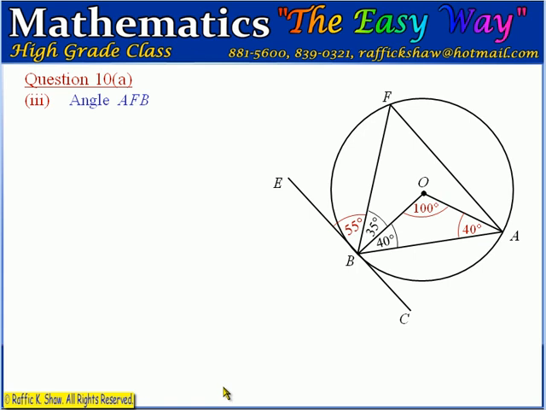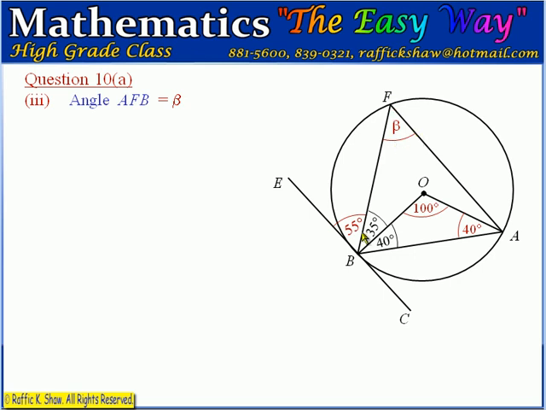Now let's move down to part 3. Part 3 wants us to calculate angle AFB. Angle AFB is the angle right here. Let's call that angle beta, and we show that angle beta on the diagram. So we now want to calculate this angle right here.